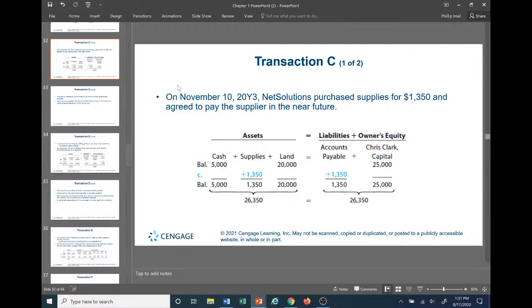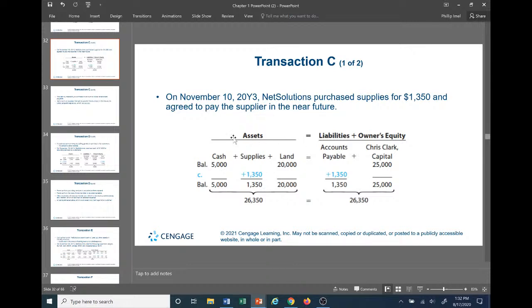So let's take a look at our equation down here. Remember, from the previous slide, the cash balance was $5,000. We had land at $20,000, and we had the Chris Clark capital at $25,000. Okay. Now on this transaction, remember on November 10th, which is transaction C in the blue here, this is the relevant transaction that we're talking about. Net Solutions purchased supplies for $1,350. Well, supplies is another asset, okay? It's another current asset.